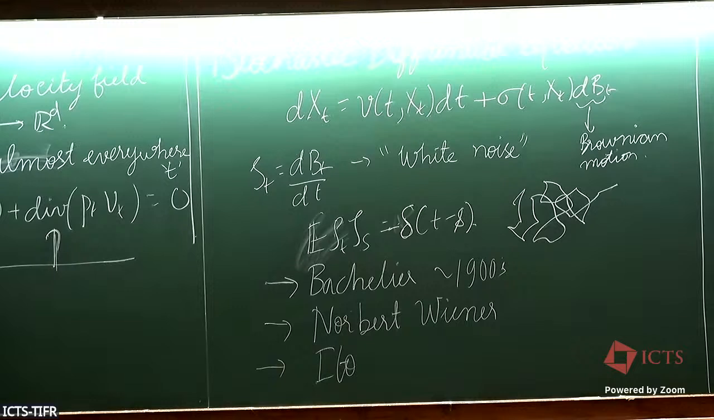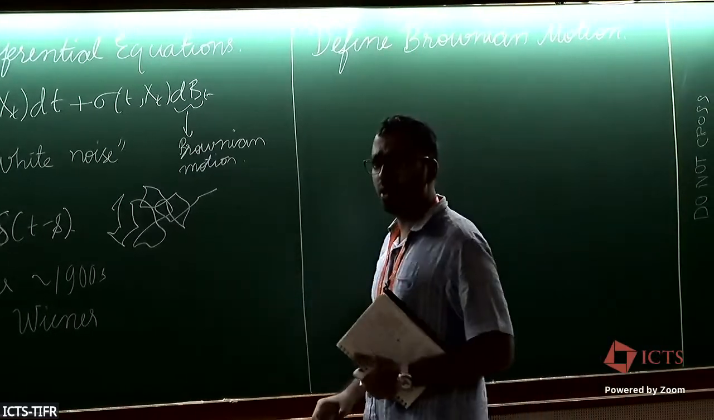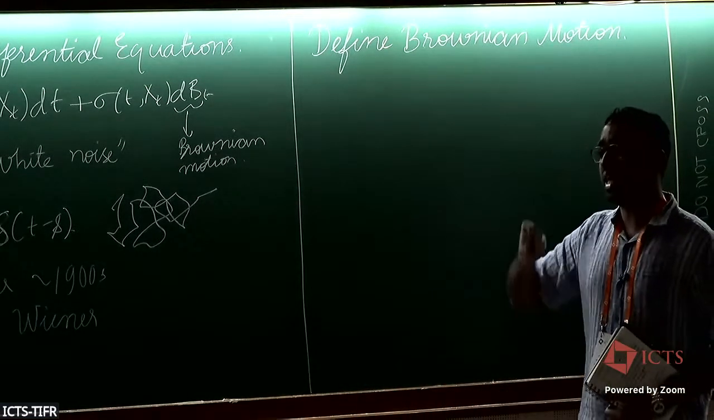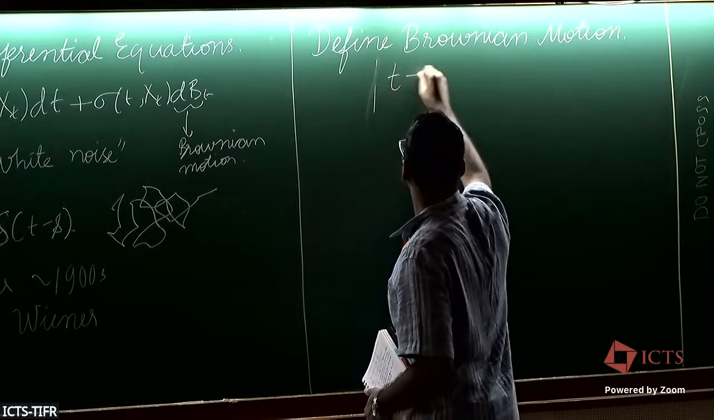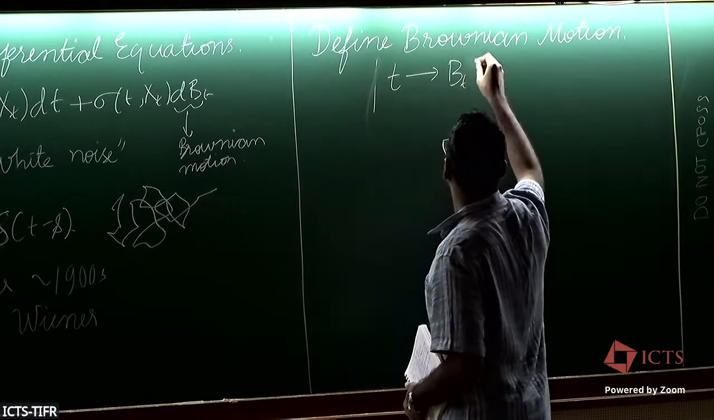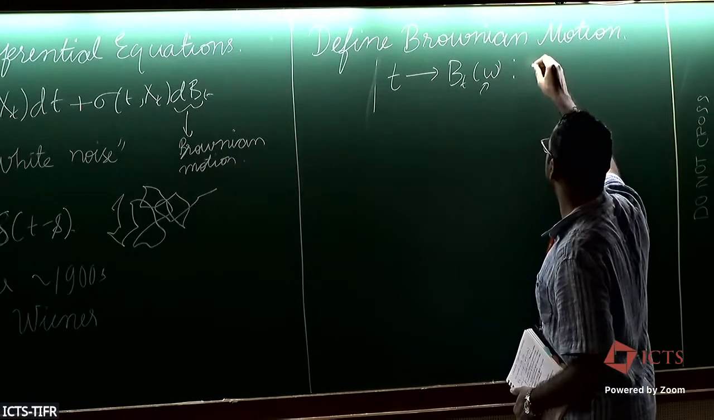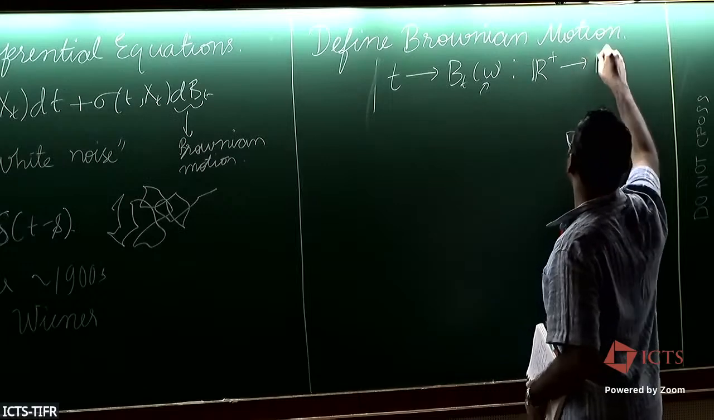So first, let me define Brownian motion. Brownian motion is a random function. Till now we were looking at random vectors, but this is a random function. So what does it mean? You have B_t(omega), where omega is the random component. This itself is a function from R plus to R^d.